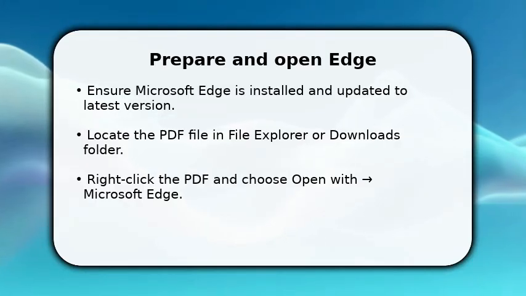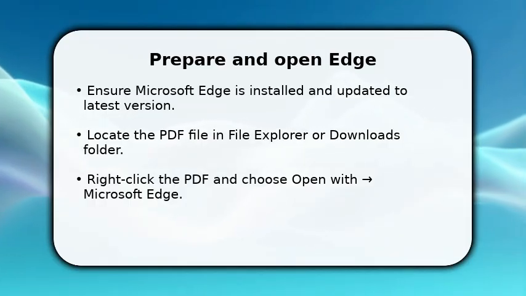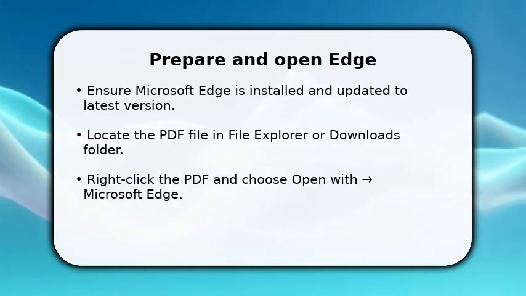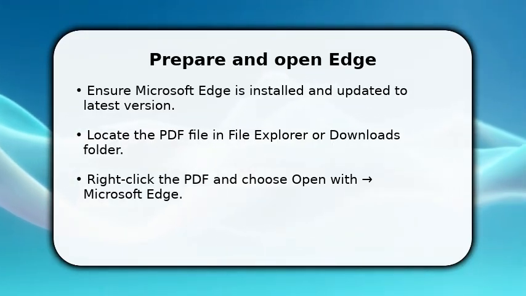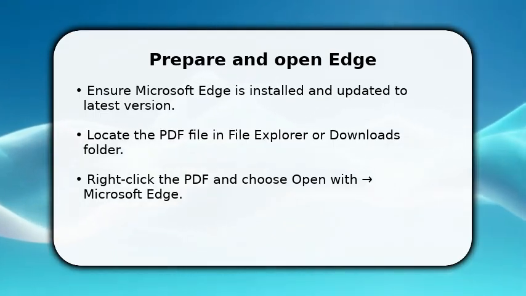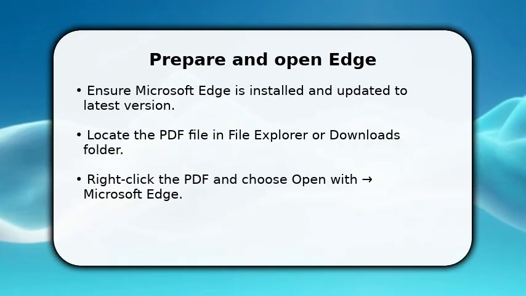You have Edge ready and the PDF visible. Start now. First, open File Explorer and navigate to the folder with your PDF. Right-click the file, select Open With, then choose Microsoft Edge. If Edge is missing from the list, choose another app and browse for Microsoft Edge. This launches Edge and displays the file immediately.